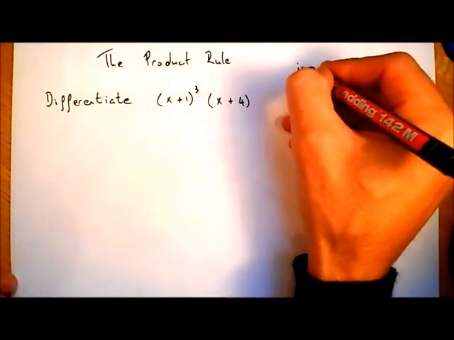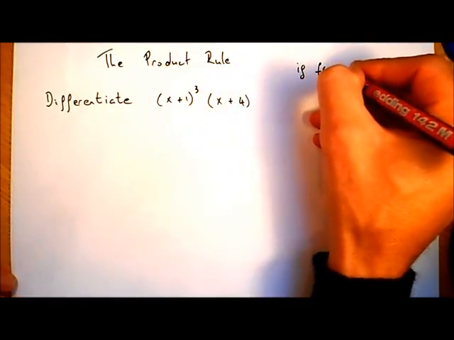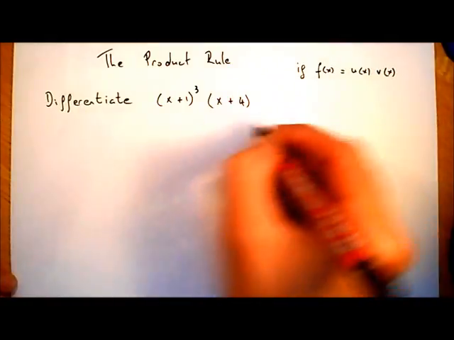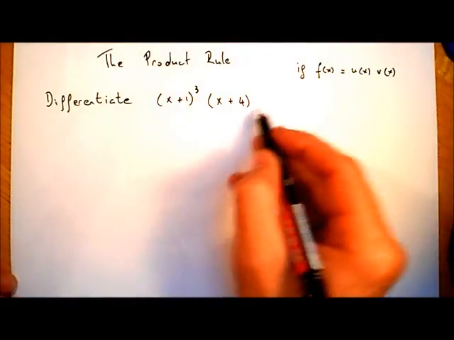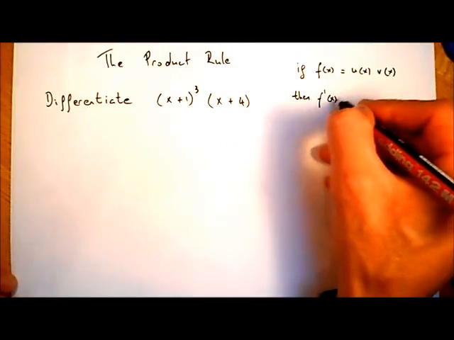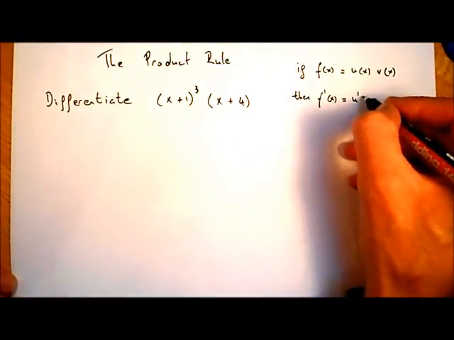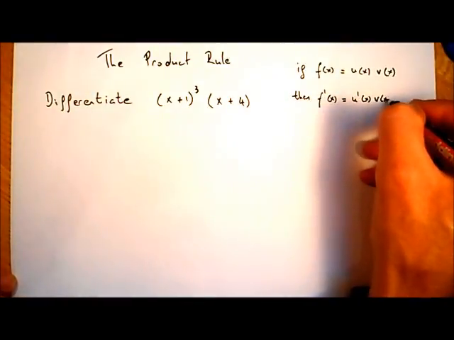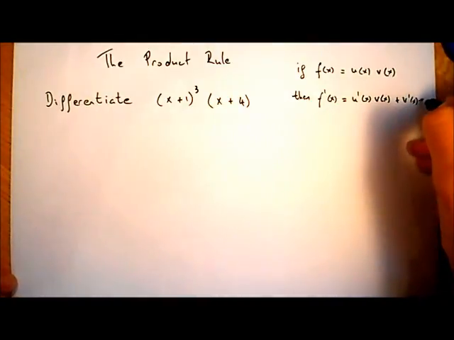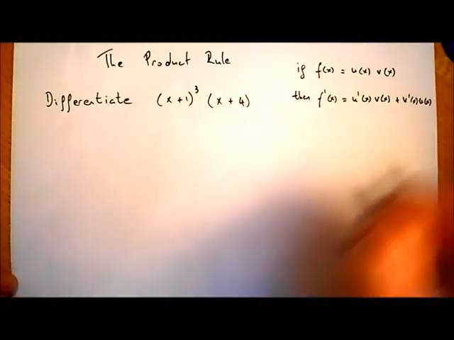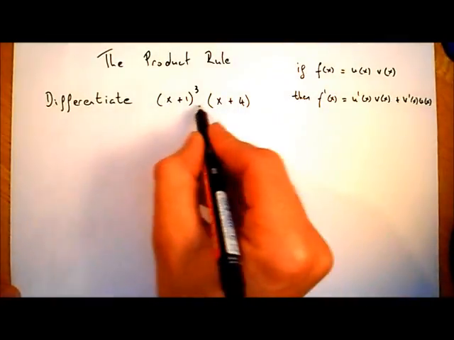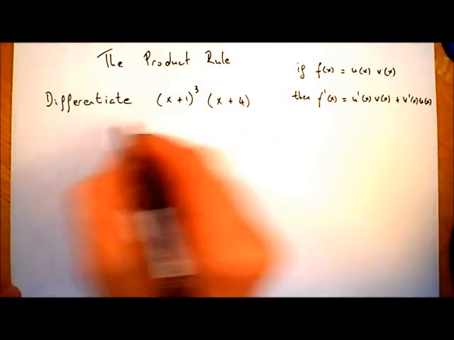The product rule just says if f(x) is equal to u(x) times v(x), which it is, here's our u(x), here's our v(x), then f'(x), which is what we want to find, is equal to u'(x) times v(x) plus v'(x) times u(x). So that's our product rule. u(x) is the first part of the product, v(x) is the second part.